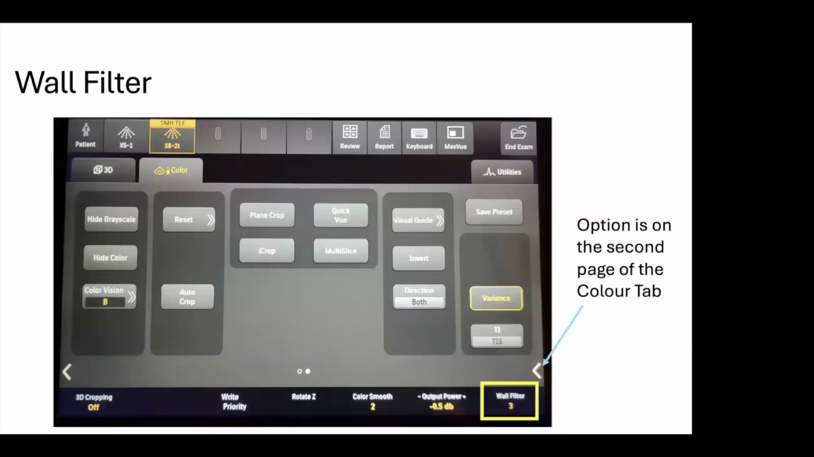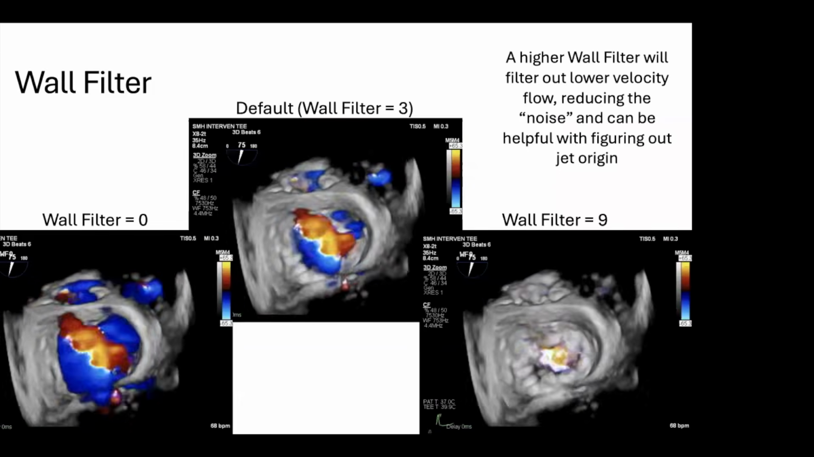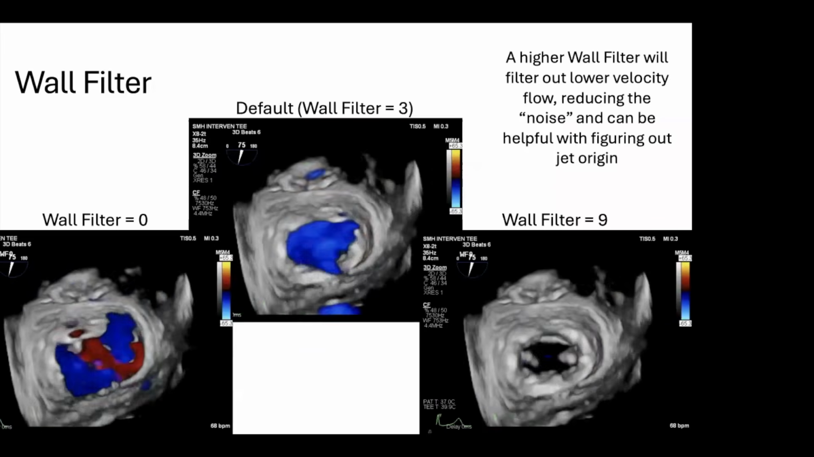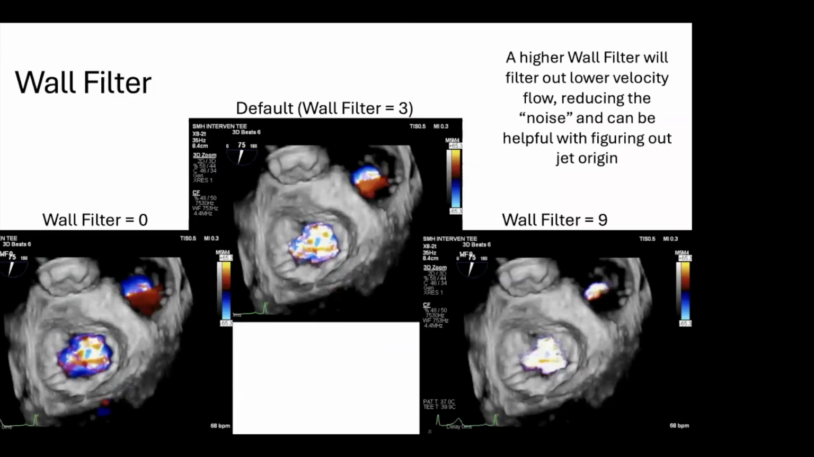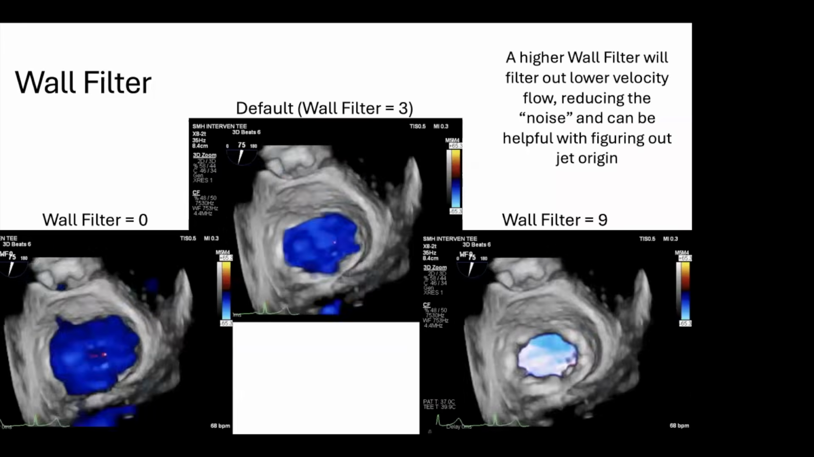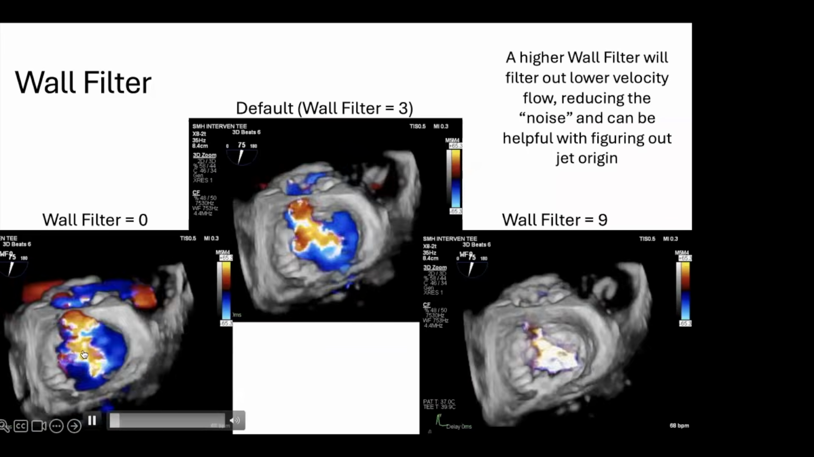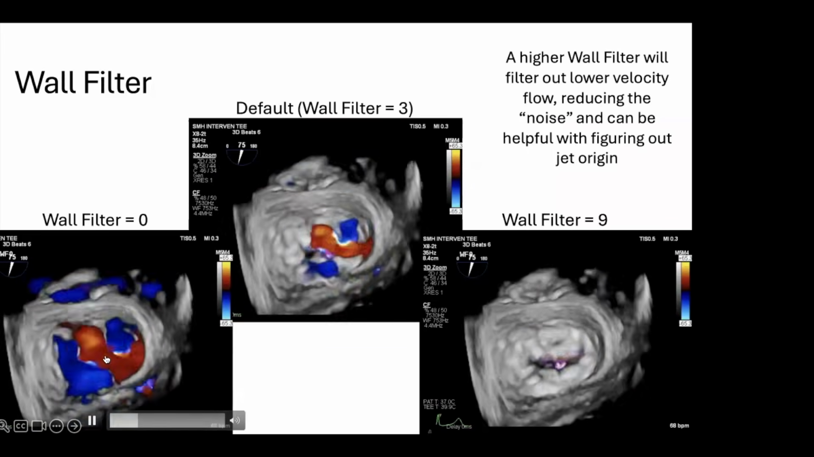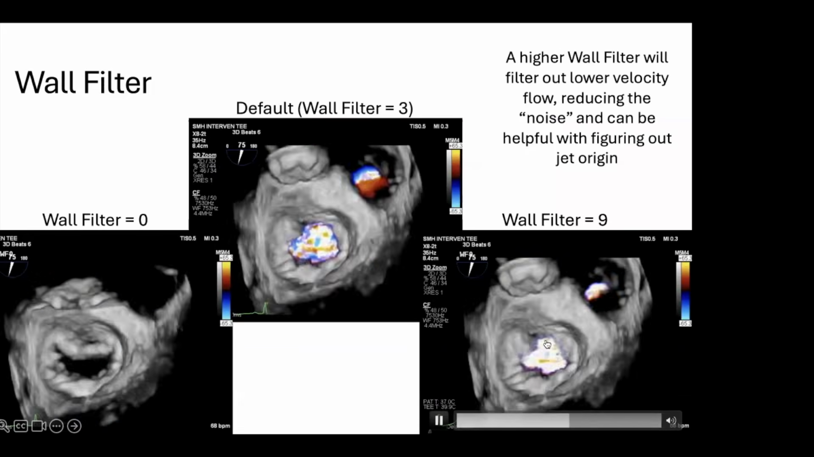So wall filter is found, just going back here, on the second page of the color tab. There's a knob here. What wall filter does is it filters out lower velocity signal. So the lower the wall filter, the more lower velocity signal you're going to see. The higher the wall filter, the less low velocity color that you're going to see. So the default is 3, and when you turn it to 0, you see there's tons of color here. Not really helpful.